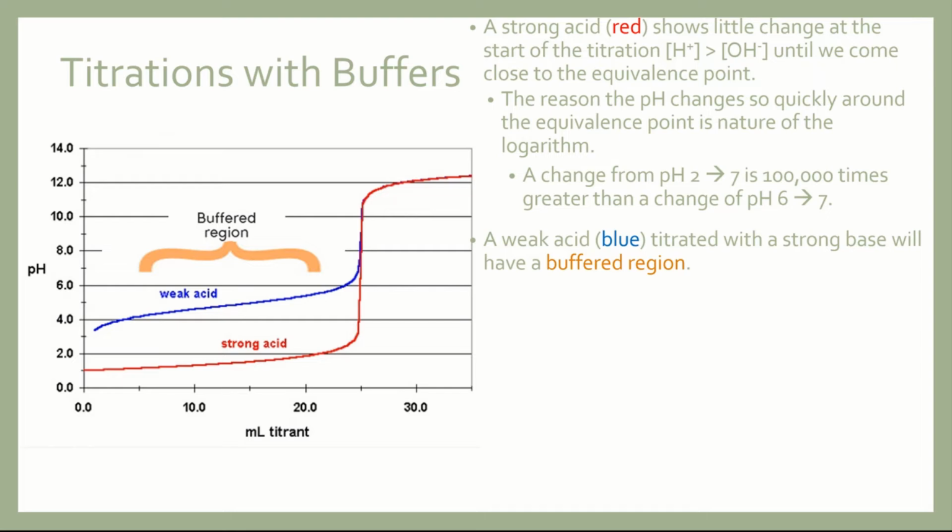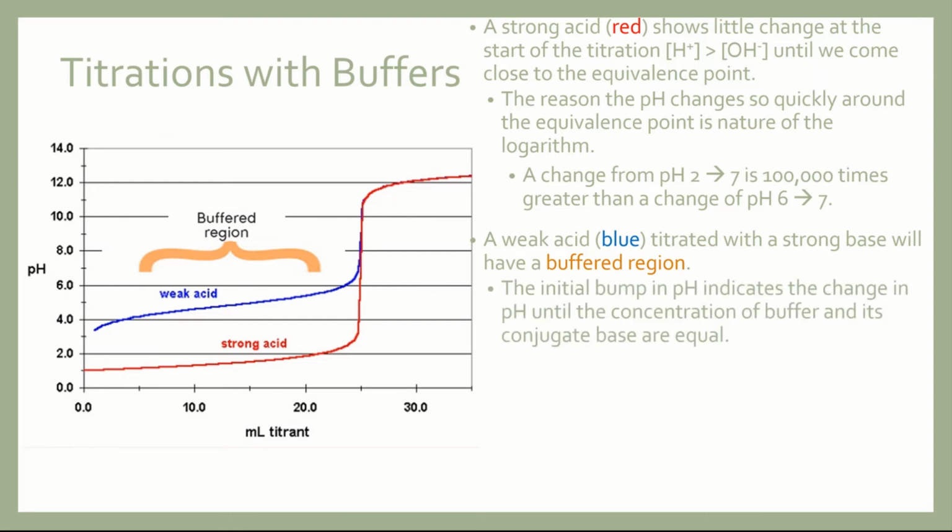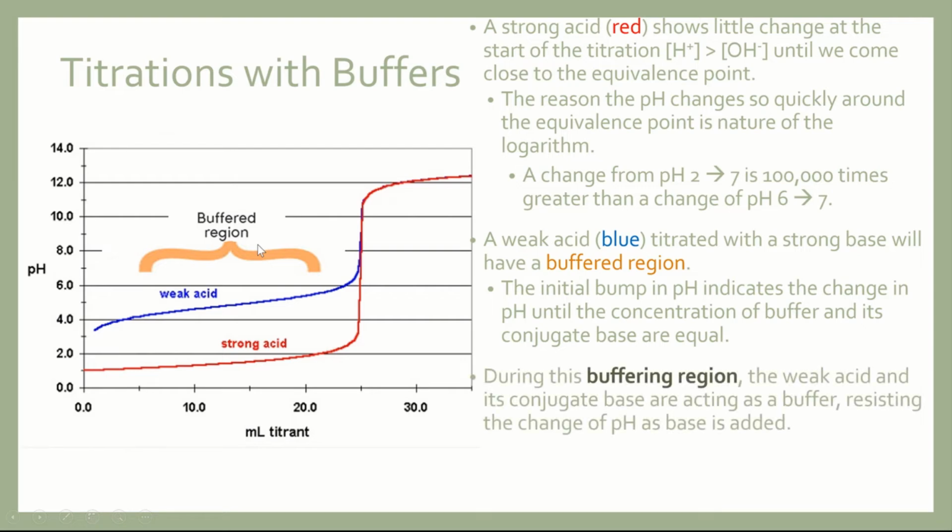So a weak acid, the blue line, has what's called a buffered region. We notice this initial jump in pH, and that occurs until our conjugate base and weak acid have equal concentrations. Again, we have that until we reach our buffered region. Once we reach that buffered region, now we resist the pH change.